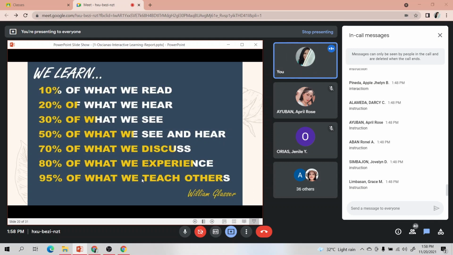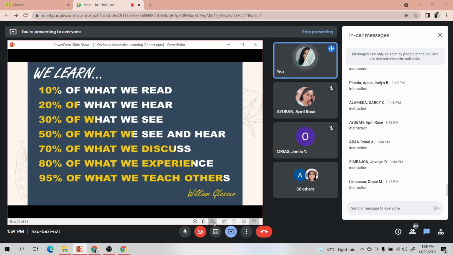So, ingon nila nga, mas okay if you teach others, no? So, as a teacher, we are very privileged that we can share, no, at the same time we learn. So, ingana siya. So, mas dako ang percentage. So, this is an increasing percentage of how we learn.